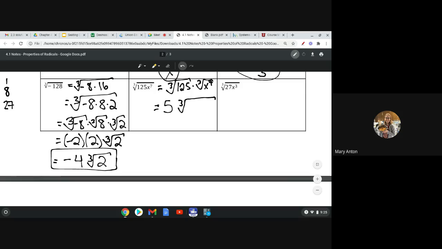So remember before when we were dealing with square roots and we found that the square root of x squared was just x? The cube root of x to the what power will just be x? 3. So we need to break this x to the 7th power apart in terms of our x cubed factors. So this x to the 7th power is x cubed times x cubed times x.